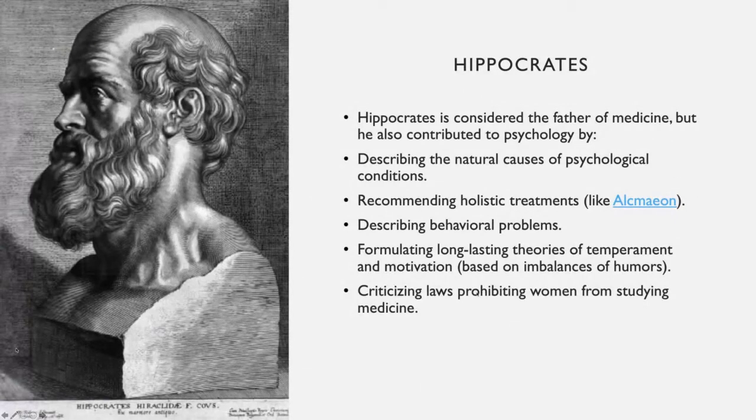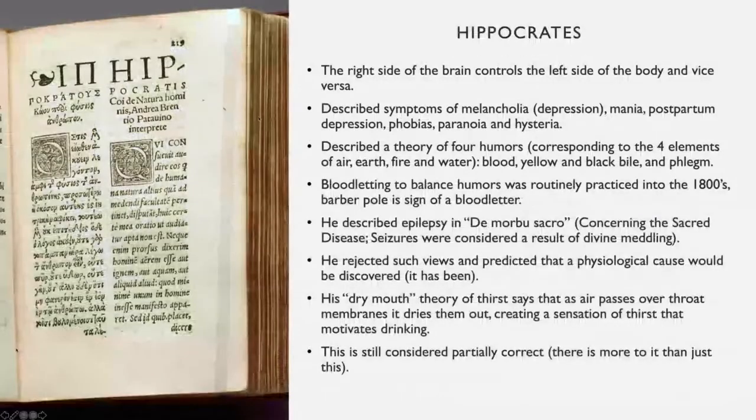He criticized, for example, laws that prohibited women from studying medicine in that time. He also discovered that the right side of the brain controls the left side of the body and vice versa. And he described some symptoms of what we call depression as melancholia, also mania, postpartum depression, phobias, paranoia, and hysteria.